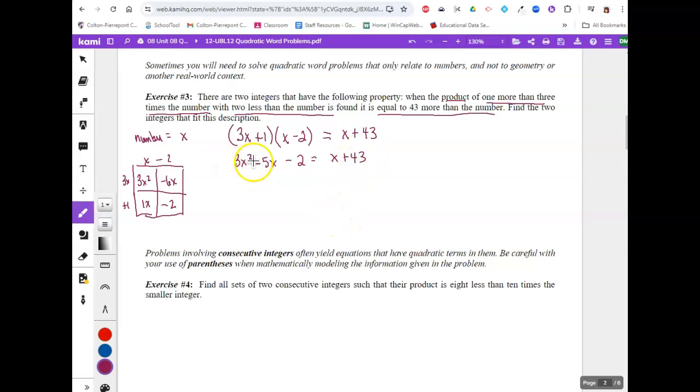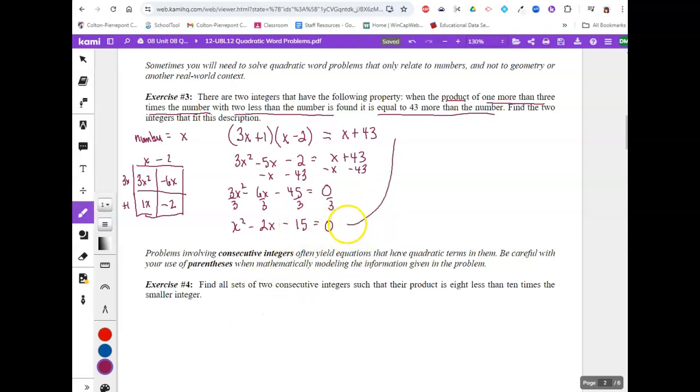All right, so now this is the quadratic equation. We want to get it equal to 0. We minus the x and we minus the 43. Put them under the respective columns. 3x squared minus 6x minus 45 is equal to 0. What do we notice about all these numbers? They all divide by 3. So we're going to do that. And we get x squared minus 2x minus 15 is equal to 0.